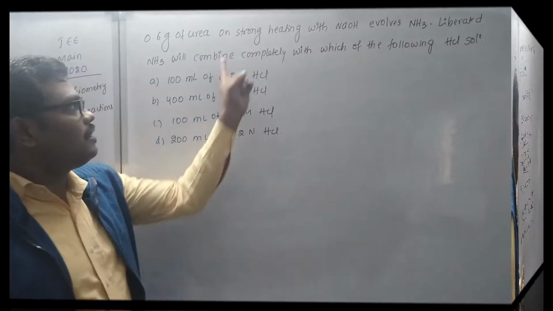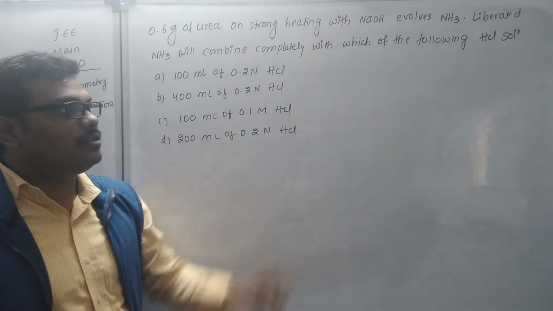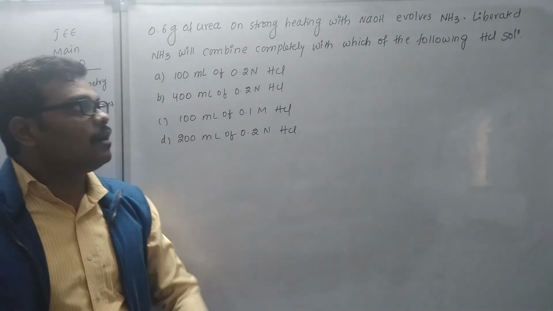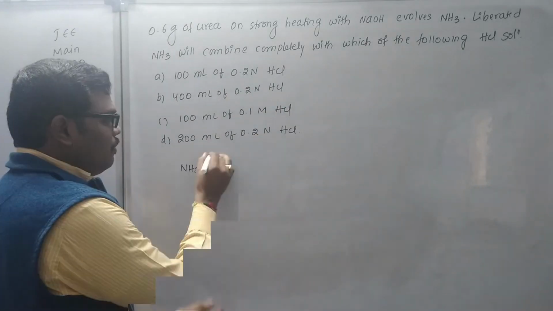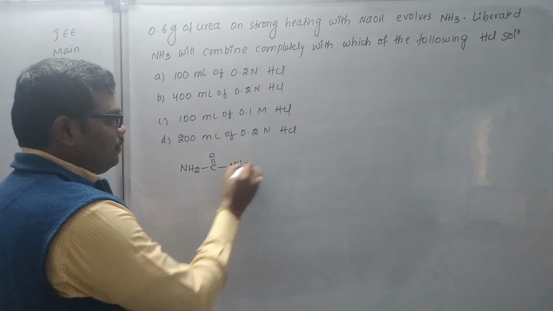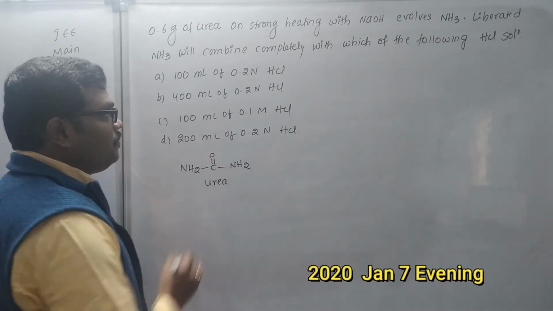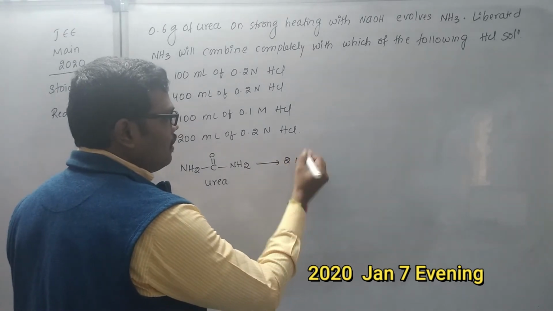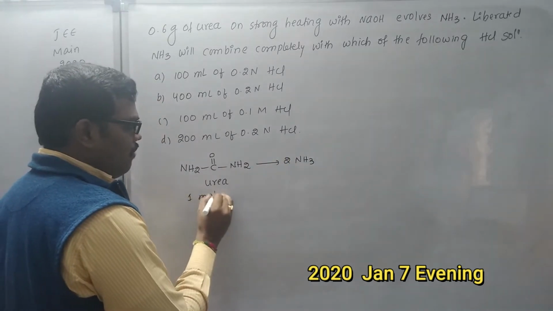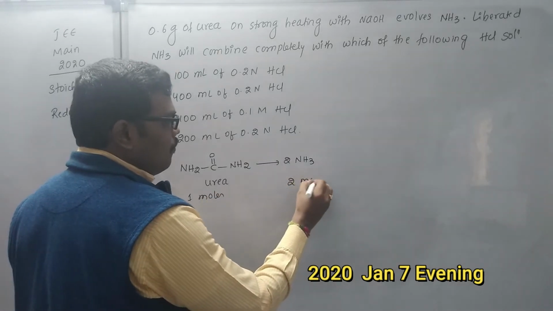0.6 grams of urea on strong heating with sodium hydroxide evolves ammonia. The liberated ammonia will combine completely with which of the following HCl solutions? So first we write urea, O double bonded to C with NH2 groups. When this urea is strongly heated with sodium hydroxide, it evolves ammonia. Here 1 mole of urea evolves 2 moles of ammonia.